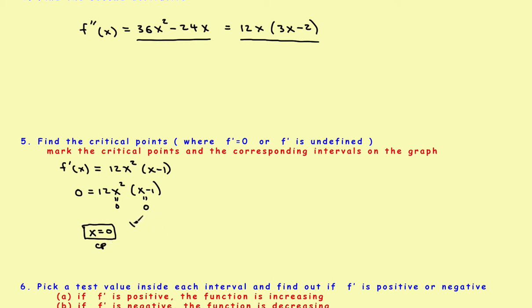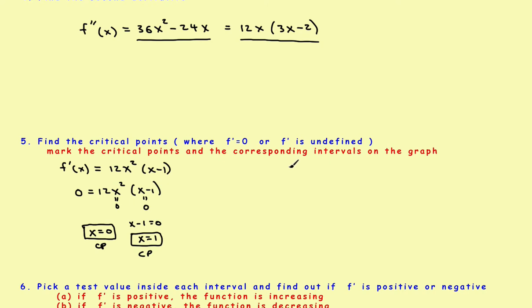And then I've got x minus 1 is equal to 0. And I get x is equal to 1. And there is a second critical point. So I've got two critical points. But I actually have to mark these critical points on the graph. So I've got the x value, but I don't know what the y value is. So to find the y value, I'll evaluate the original function at x equals 0 and x equals 1, and that will give me the y values for the critical points.